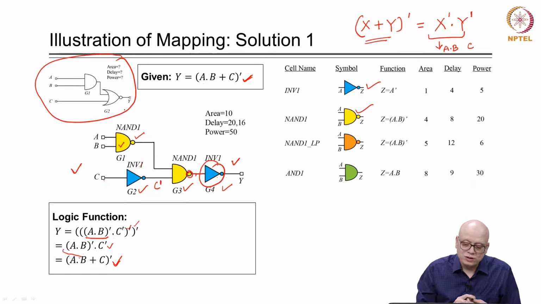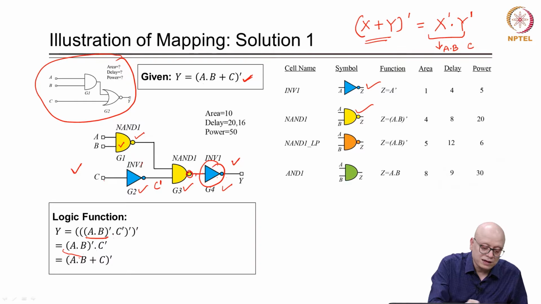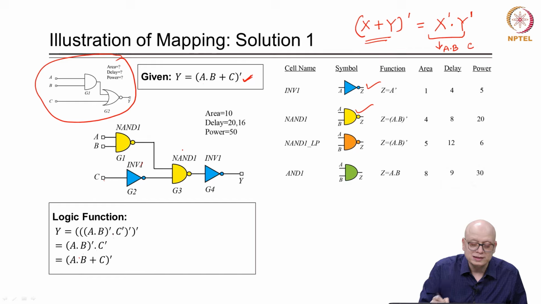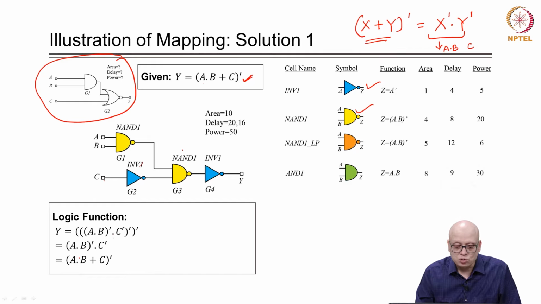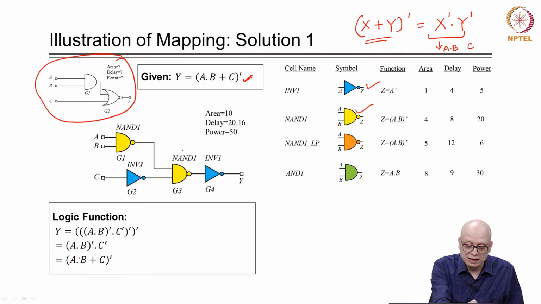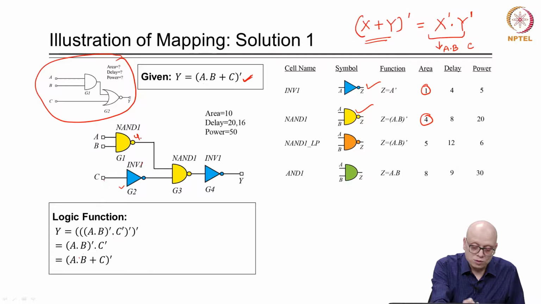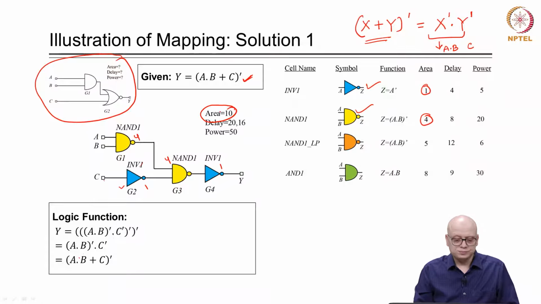Now, let us also evaluate the PPA numbers for the mapped netlist. For example, what is the area of this mapped netlist? In this case the area of NAND 1 is 4, and for the inverter the area is 1. So 4 plus 4 plus 1 plus 1 is equal to 10. So 10 is the area of this mapped netlist.